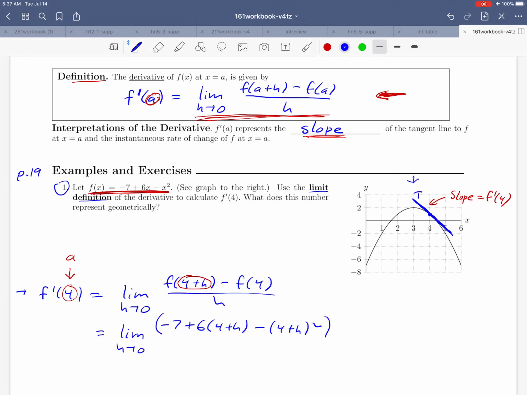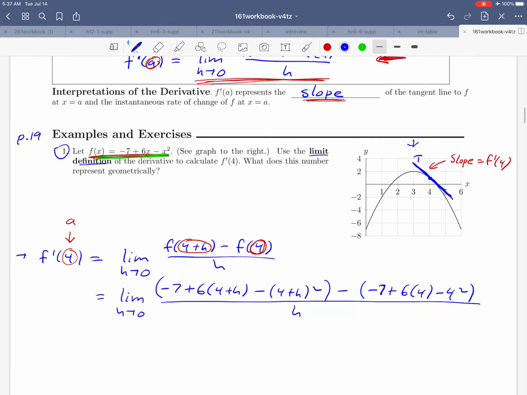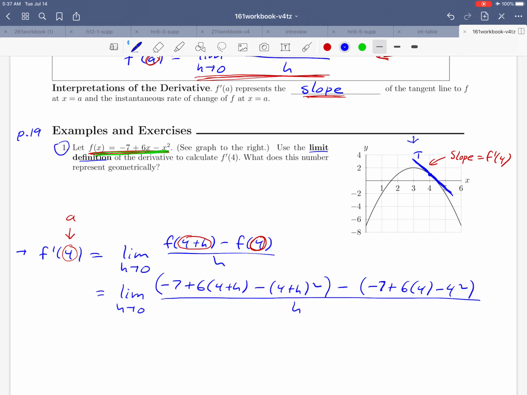That's going to lead us to that. So what we just wrote down is f of 4 plus h. The next thing that we see is f of 4. Same idea there. This time 4 is the number that we're substituting in. So we're going to take 4 and plug it in for every time that we see an x in our formula for f. So we'll get negative 7 plus 6 times 4 minus 4 squared all over h. That's what we need to calculate here.